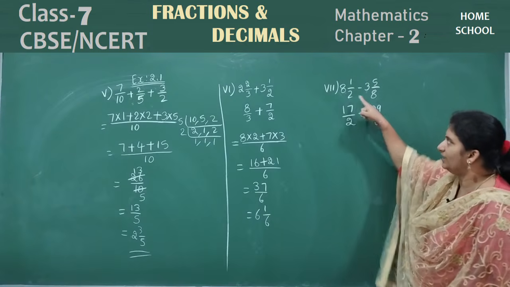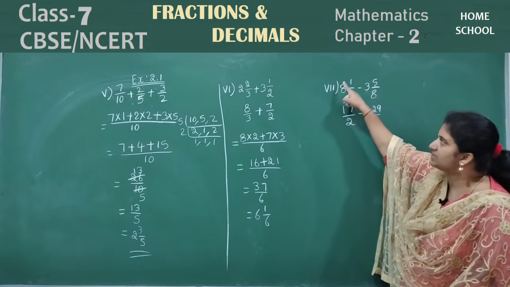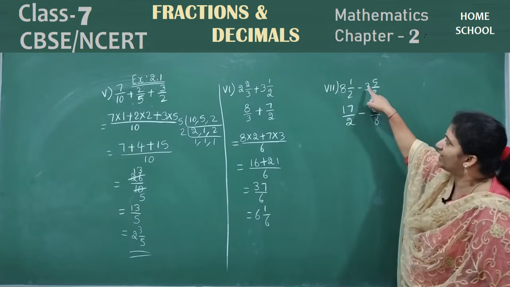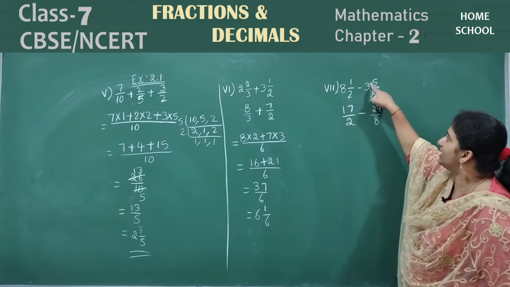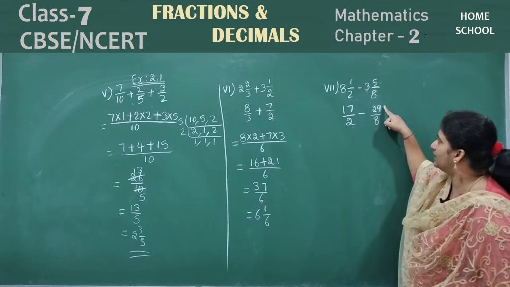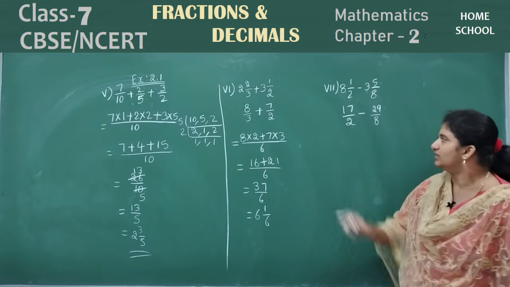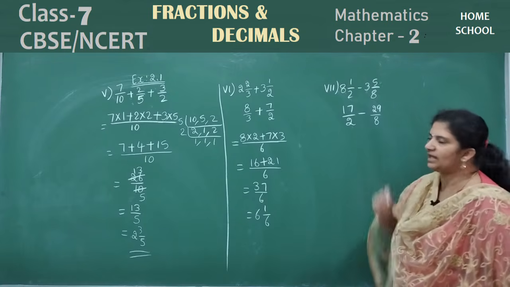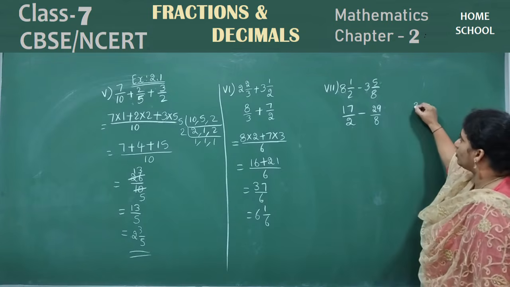Yes, once again 2 8s are 16. 16 plus 1, 17 by 2. 8 3s are 24. 24 plus 5 will be 29 by 8 is your answer. Now it is easy to subtract. So the LCM of 2 and 8. How to do LCM? Look here.